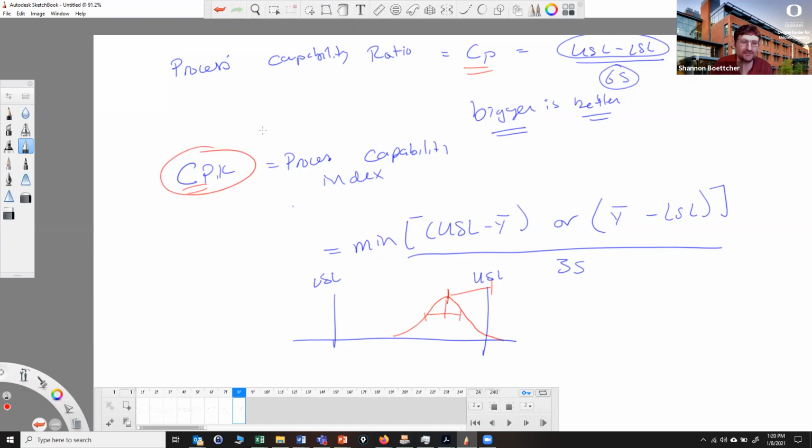People talk about CP and CPK a lot when they're doing process control. It's sort of like the difference between precision and accuracy. Precision is how close you can get each value. Accuracy is how close it is to the actual target. If I shoot all my arrows here, I'm very precise, but not very accurate. Okay, so that's that. Are there any questions there?